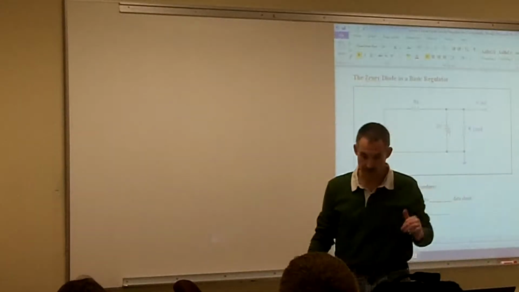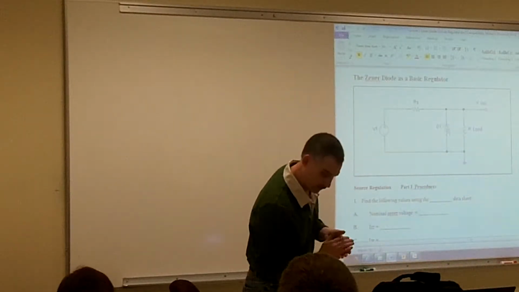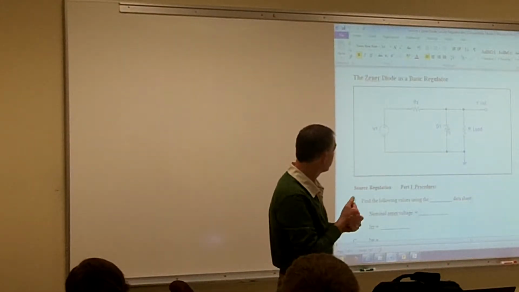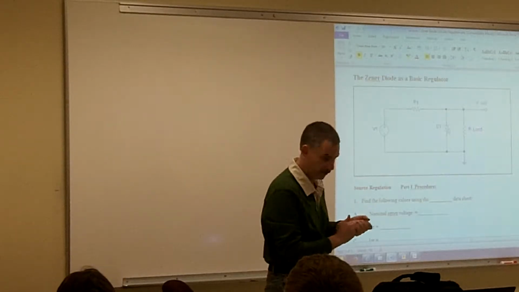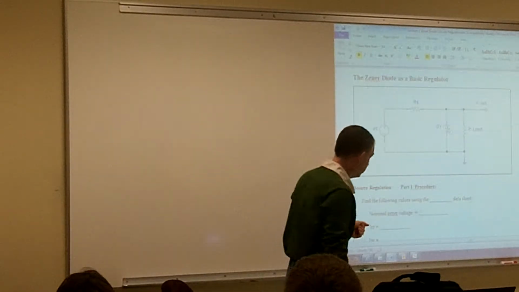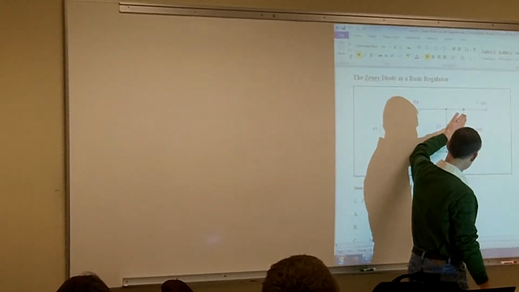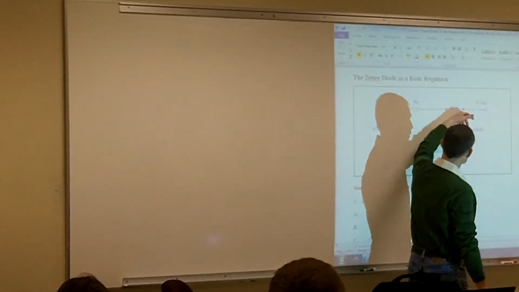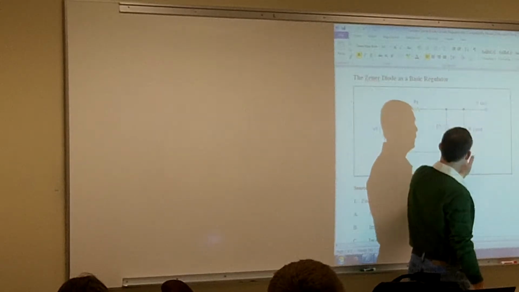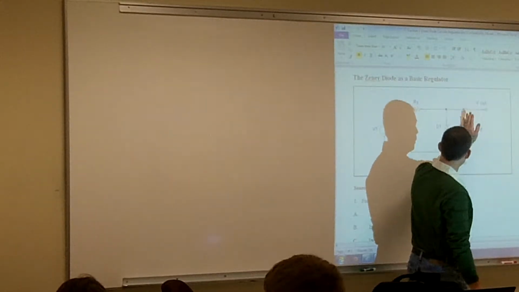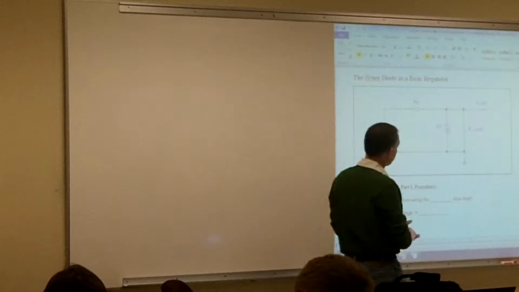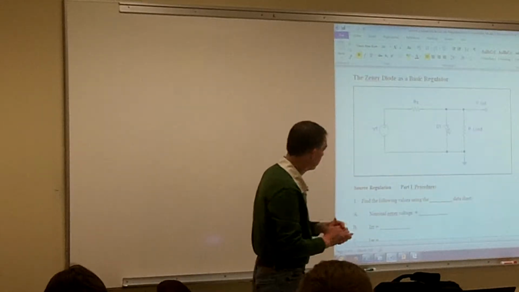So remember, we have to calculate that for the worst case, with or without the load. Remember, once we start increasing the load, start dropping the resistance down, all my current's going to start going through my load, and then I have to make sure I maintain enough current going through the zener to maintain regulation. That's my need current.